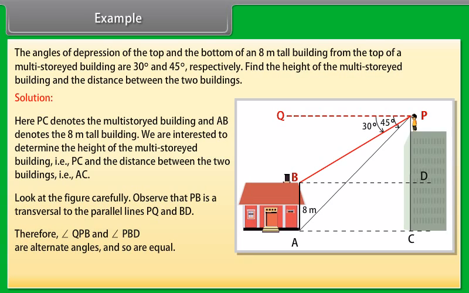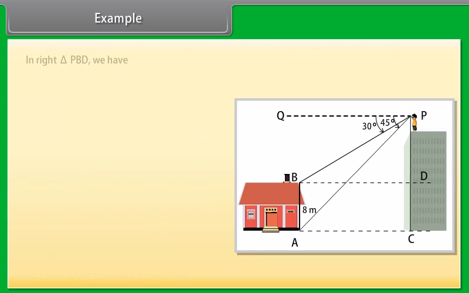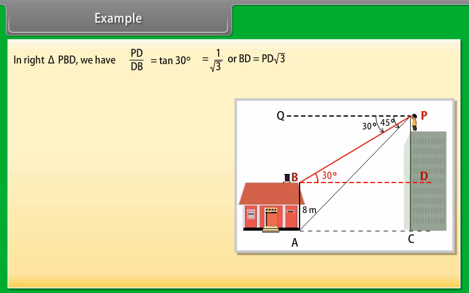Example. The angles of depression of the top and the bottom of an 8 meter tall building from the top of a multi-storied building are 30 degree and 45 degree respectively. Find the height of the multi-storied building and the distance between the two buildings. Solution. Here PC denotes the multi-storied building and AB denotes the 8 meter tall building. We are interested to determine the height of the multi-storied building, that is PC, and the distance between the two buildings, that is AC. Look at the figure carefully.